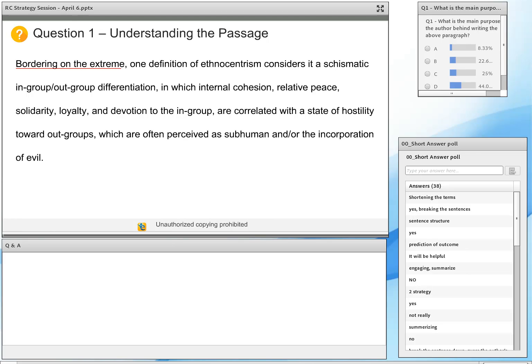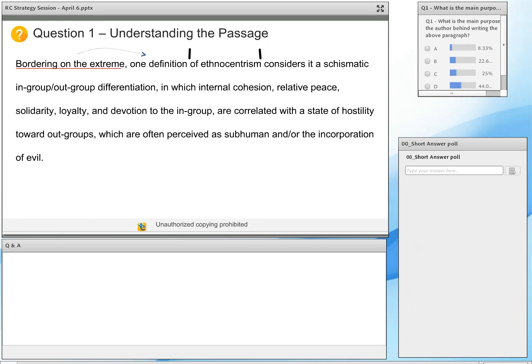Bordering on the extreme, one definition. Now I read only till this part here. Or maybe I extend it to this part here: bordering on the extreme, one definition of ethnocentrism. The first thing that I do is I shorten this technical term, ethnocentrism, as EC, because it's just going to act as a speed bump. I don't know what this term means, so I might as well shorten it up as EC. Okay, so bordering on the extreme, one definition of ethnocentrism.